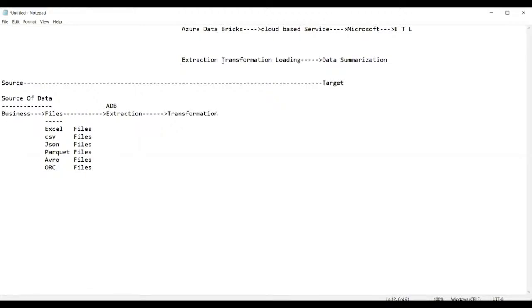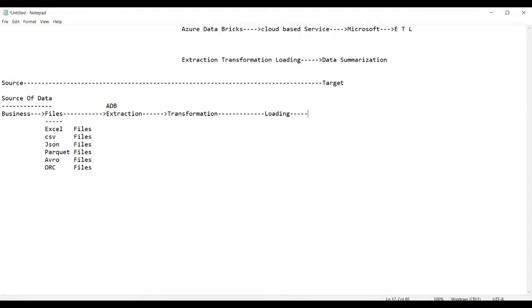Transformation is nothing but, based on the requirement of the customer, you're going to change the format of the data. You're going to change the structure of the data. You're going to design a new structure of the data. Am I right? This is called as transformation.